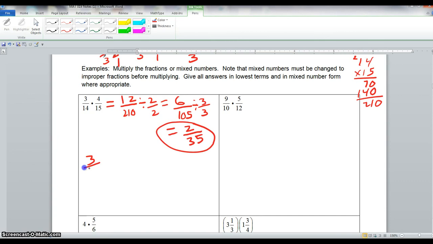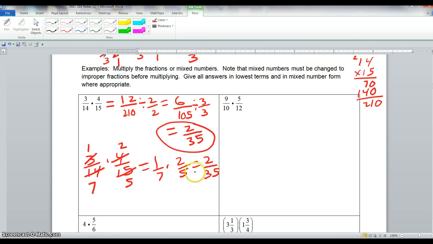Now, let's try this problem again using cross simplifying. So, we know 3 and 14 have nothing in common, but 3 and 15 do. Both of them can be divided by 3. 3 goes into 3 once. 3 goes into 15 5 times. Now we could look at 4 and 14. Both of them have 2 in common. 2 goes into 4 twice. 2 goes into 14 7 times. So this would end up being 1/7 times 2/5. 1 times 2 is 2. 7 times 5 is 35. So it'll be 2 over 35.